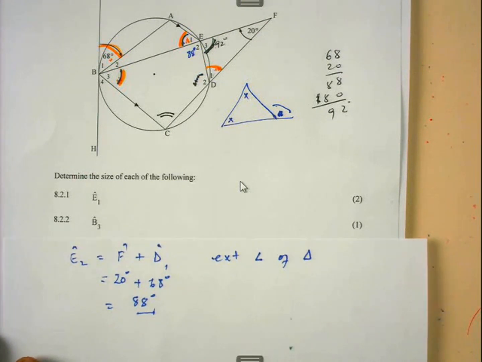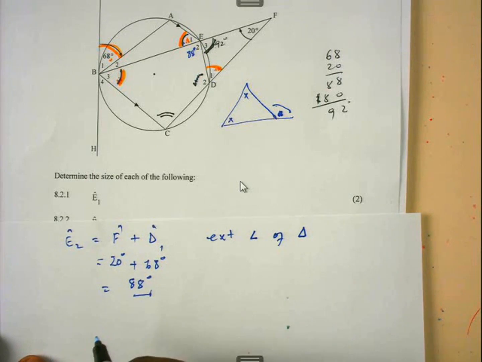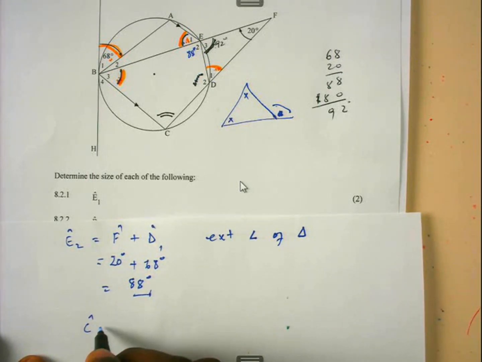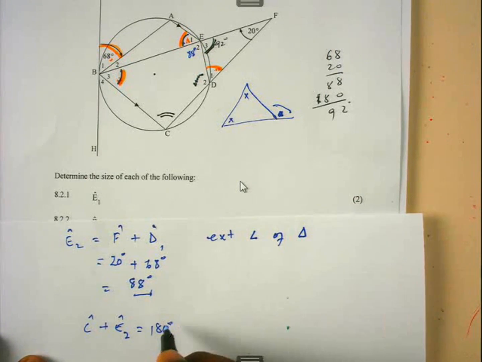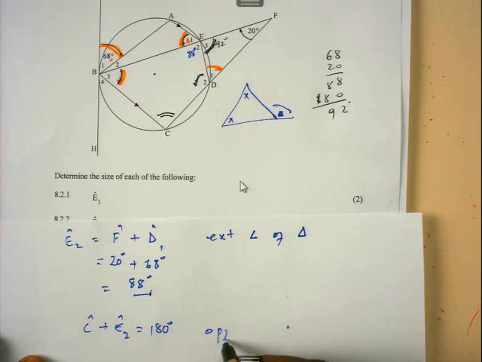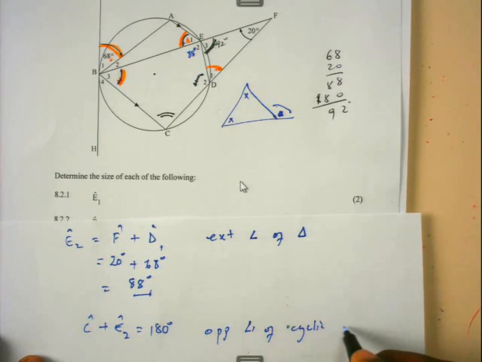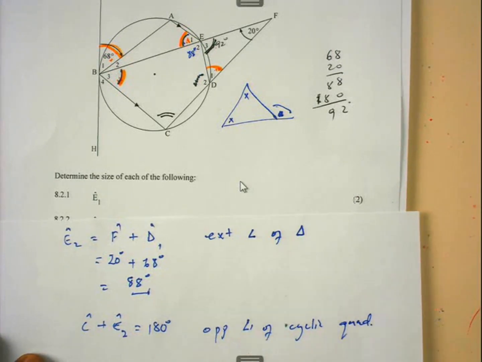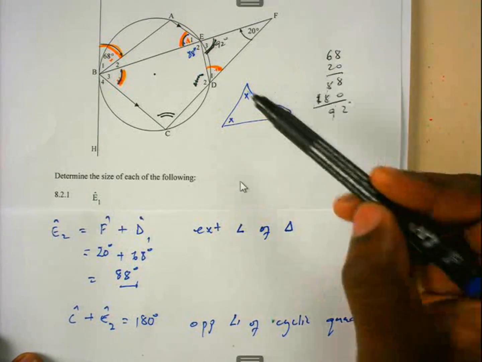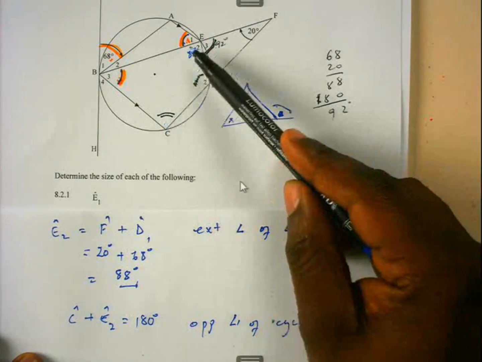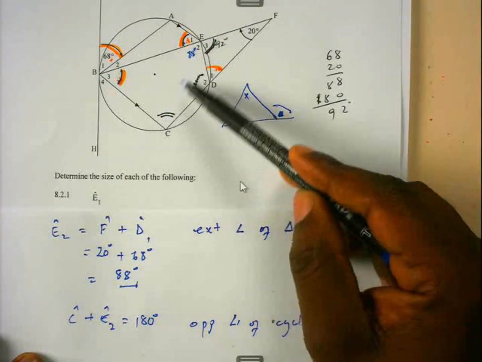Now angle C. Look at angle C. Angle C plus angle E2 must give us 180 degrees. Why? Opposite angles of a cyclic quadrilateral. Do you agree to that? Angle E2 plus angle C. We talked about this at the beginning, remember?